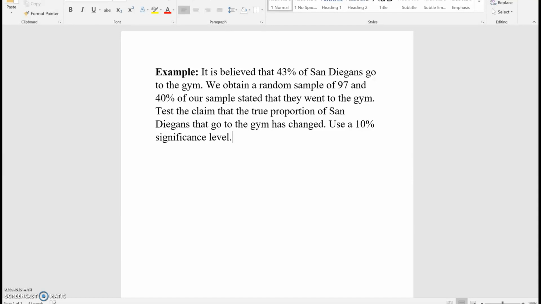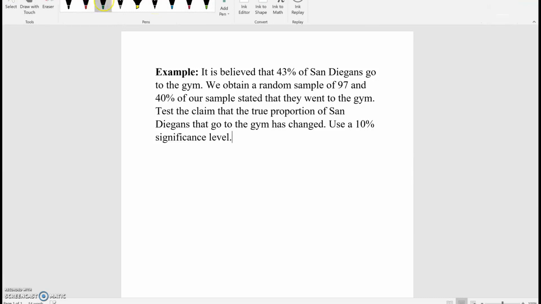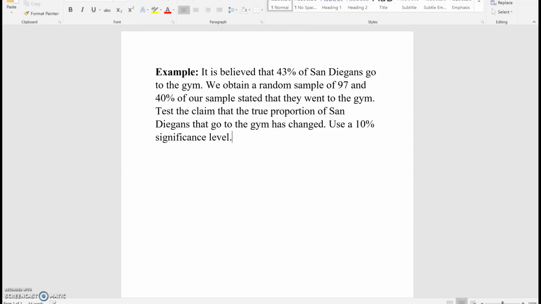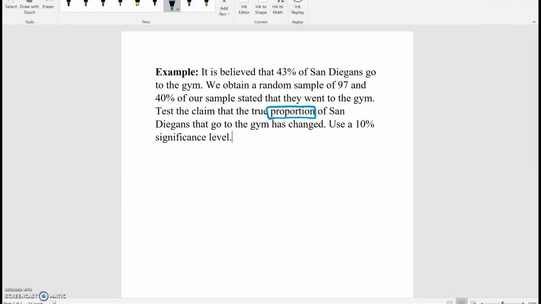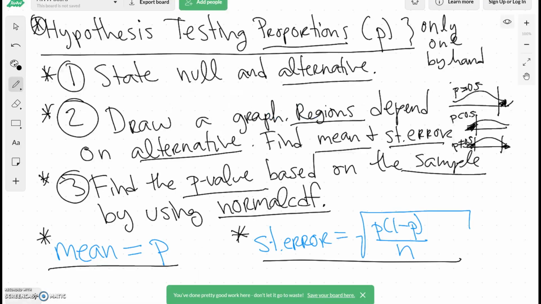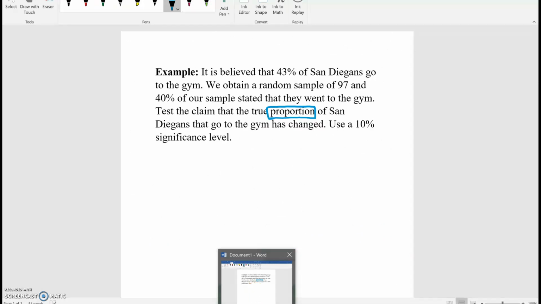As you can tell, 40 is a little bit smaller than 43, so it could either decrease or I don't know. So test the claim that the true proportion of San Diegans that go to the gym has changed. Let's go ahead and do this problem. There's a couple things to note here. I would look at keywords. The first thing that I notice is that we're talking about proportions, so we're going to follow these steps.